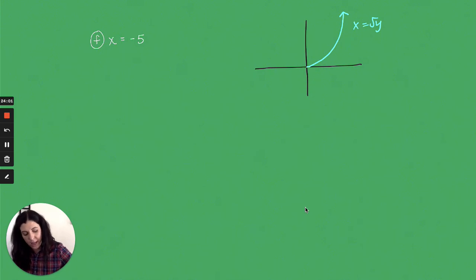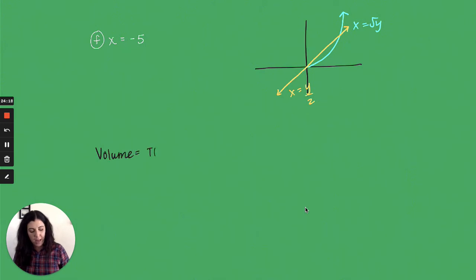Then we have our line, and our line went like this. And again, that line, we don't need the whole thing, we just need the region that we're including, but that equation is x equals y over 2. We're going to set up the bones of our equation. So the bones of our equation is volume is equal to pi times the integral of something squared minus something squared, and then again dy.